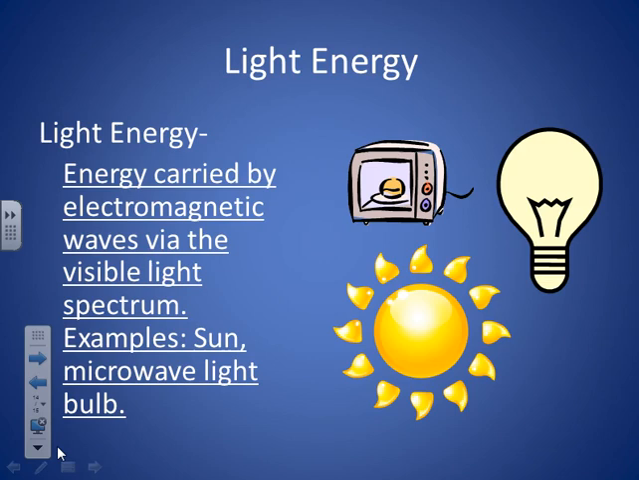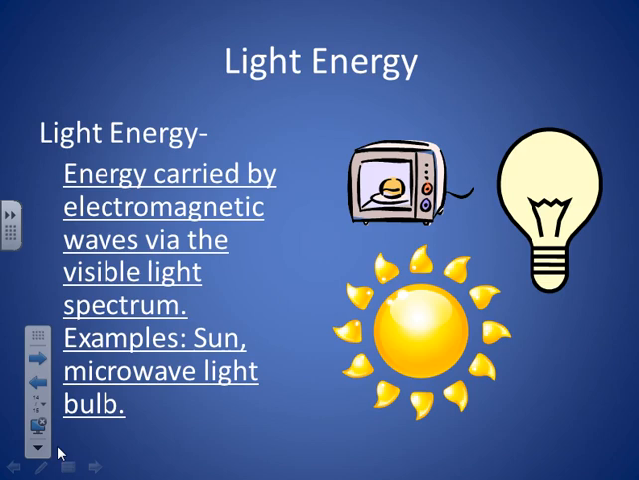Light energy is another type of energy. It's energy that is carried by electromagnetic waves via the visible light spectrum. So your examples are the sun, a microwave, a light bulb.